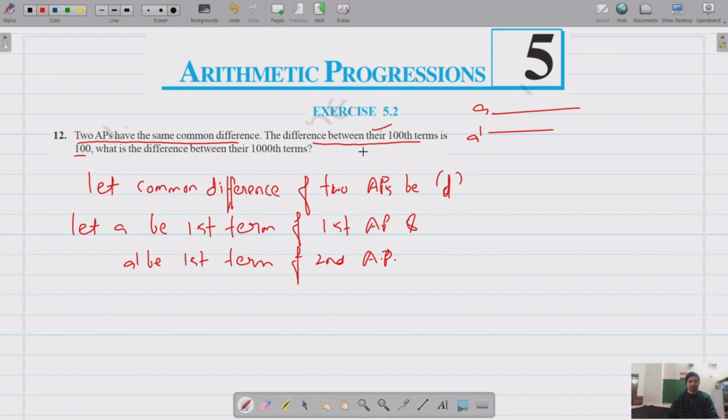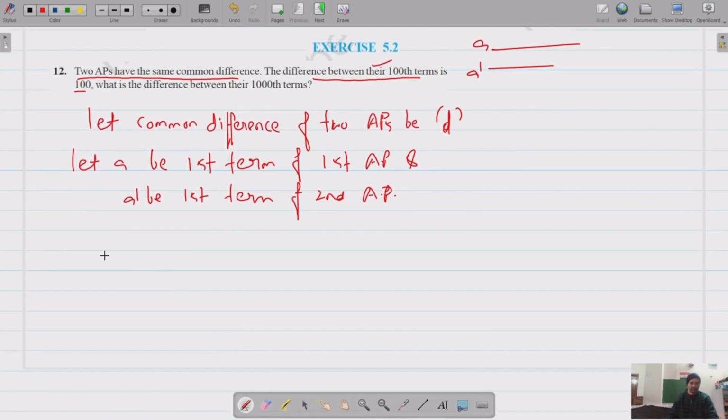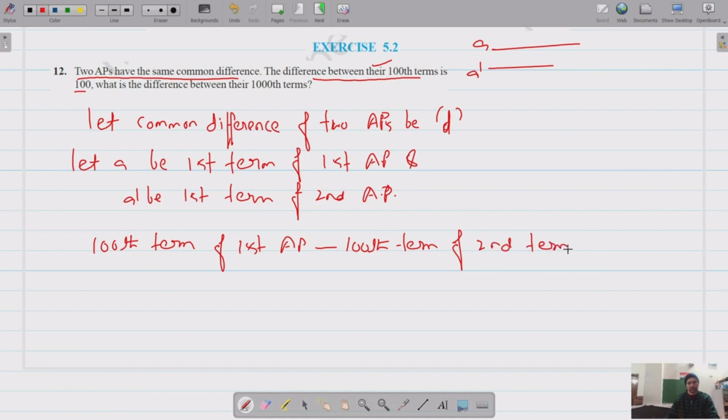And now the difference between the 100th terms: the 100th term of the first AP minus the 100th term of the second AP.